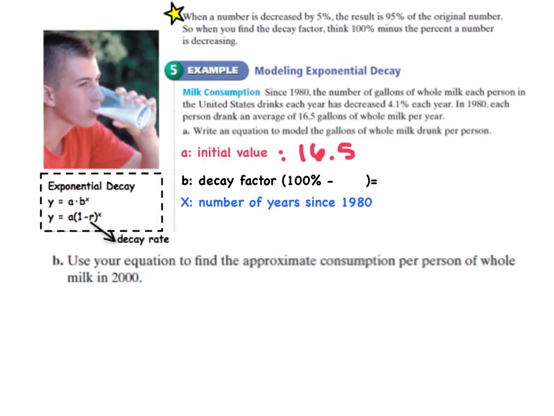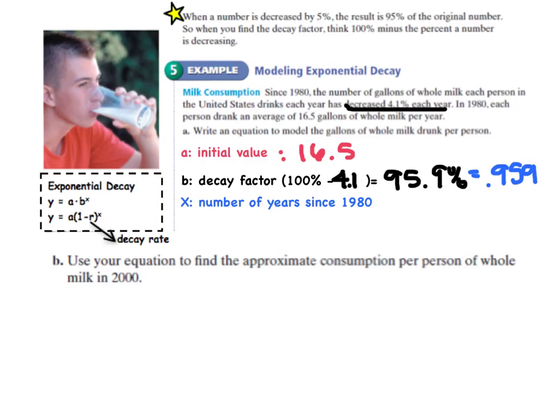Alright, so a few things you have to know from reading that problem is that A is our initial value, which is the 16.5 gallons of whole milk per year. B is our decay factor, which, remember, as I mentioned before, when we do decay, we have to take 100% minus the decreased amount. So we have to take 100% minus 4.1% because that's what the decrease was according to our word problem each year. And that would give us a new total of 95.9%, which, remember, we always have to change our percents into decimals, which comes down to 0.959.